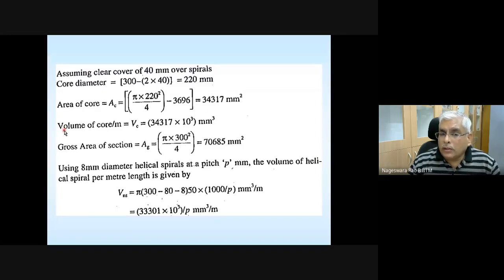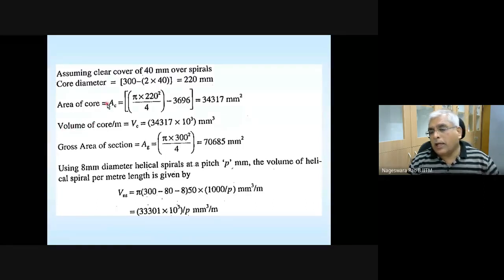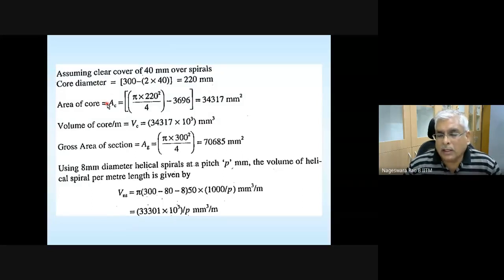And this core, I got the core, the cross-sectional area of core. I need to calculate the volume of the core. Volume I'm going to calculate only for meter unit length. Volume of core per meter length, okay? And also the gross cross-section. Gross cross-section of this particular 300 mm diameter column is this much.